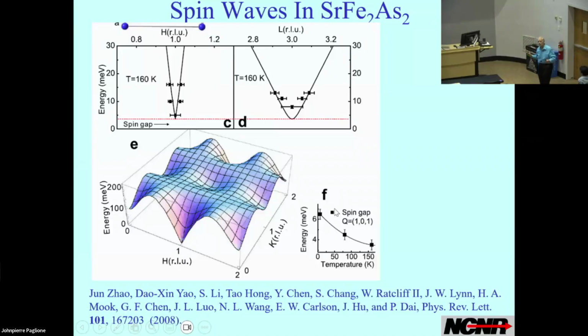200 millielectron volts corresponds to 2,000 degrees in temperature for thermal energy, kT. So these excitations are an order of magnitude more than any phonons in the system, an order of magnitude bigger than what you would anticipate from the ordering temperature. And that's why the first indications that the pairing mechanism must have something to do with the magnetism rather than phonons.